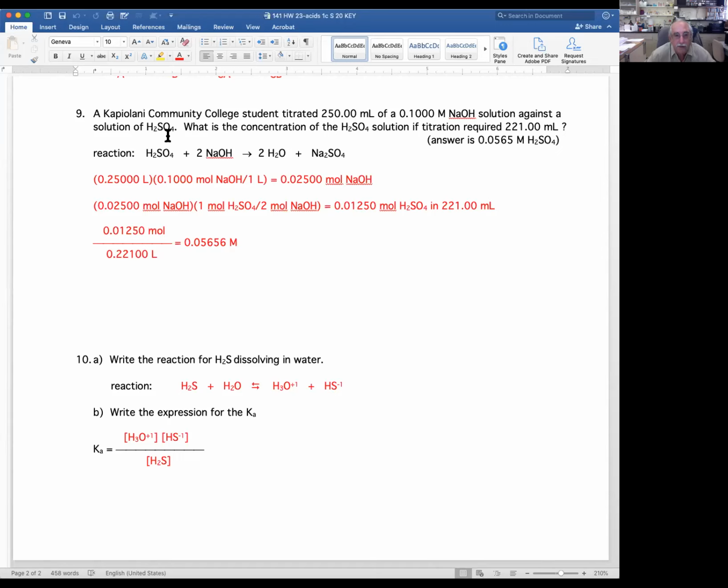Okay, so how do we start this problem? We have the moles of the base. Then we use stoichiometry to turn moles of the base into moles of the acid. This is simply the stoichiometric conversion factor. Now we have moles of the acid, but that, we were told, was in 221 milliliters. So to turn that into moles per liter, I simply take the moles and divide by the number of liters, and there's your answer right there.